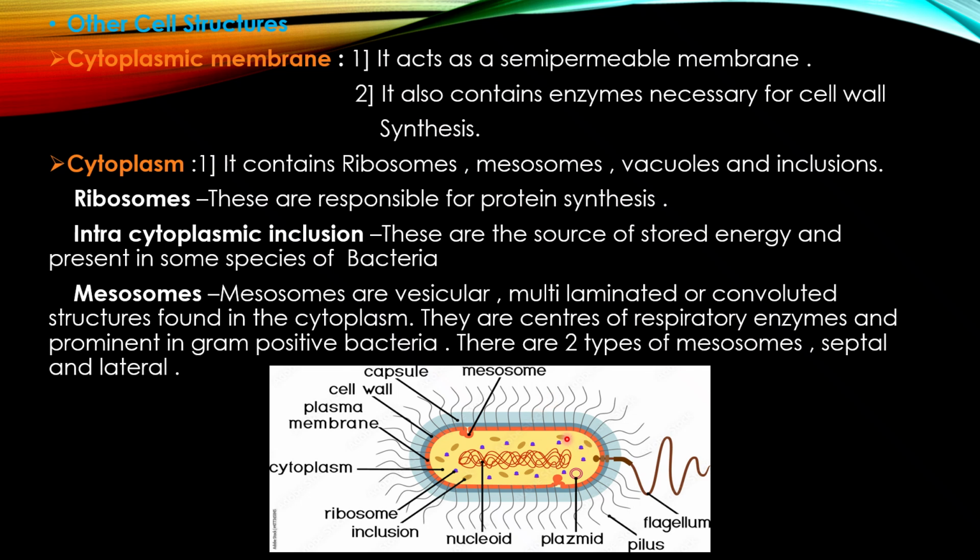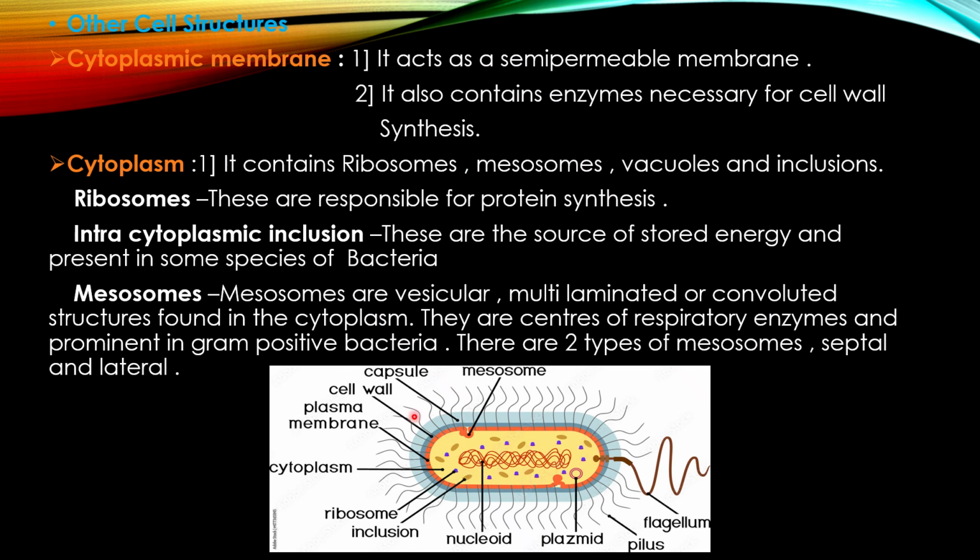And then next is the cytoplasm. This part of the cell is called the cytoplasm, the innermost region, the complete orange colored part you can see. The cytoplasm is actually a gel-like substance. Inside it there will be organelles like ribosomes, mesosomes, vacuoles, and inclusions, all present in the jelly-like material over here.